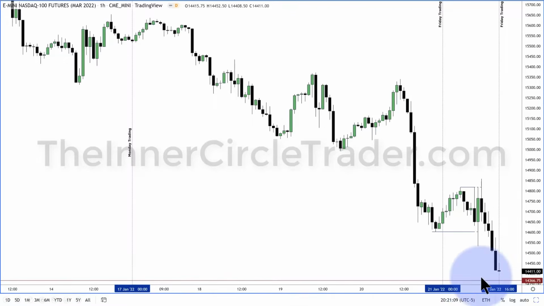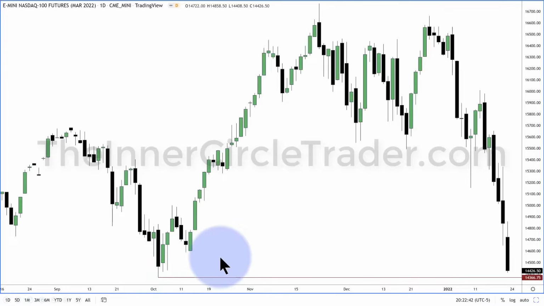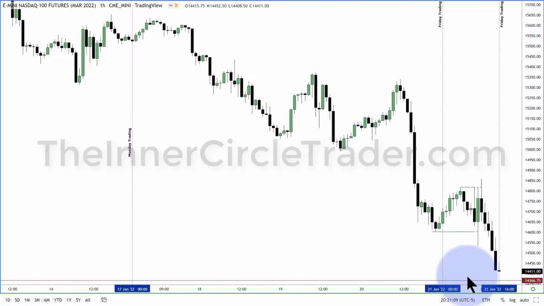So if we know that this level down here is the old daily low, and again, let me take it back up to the daily chart. That's this low right here, okay? By dropping down into the hourly chart, that level is here. All I'm doing is transposing those daily levels right to this hourly chart. The entire week has been bearish, okay? It's been going lower since the beginning.